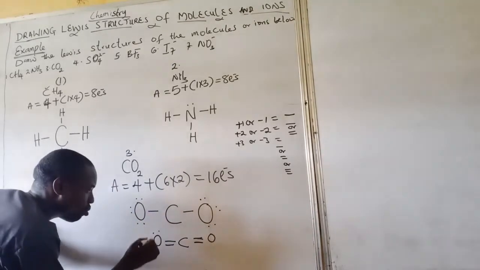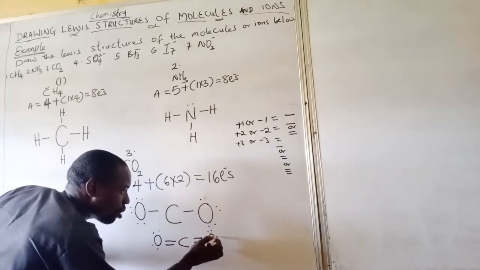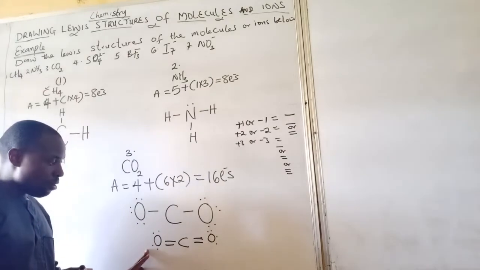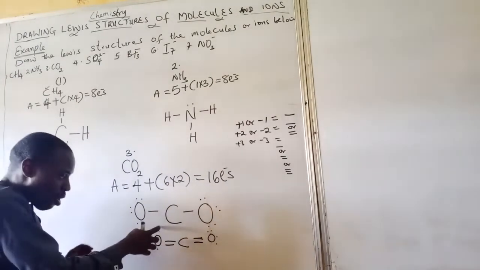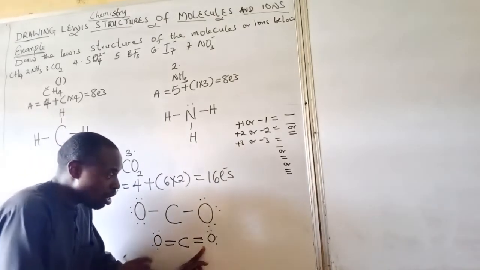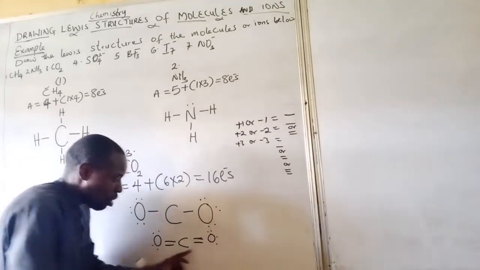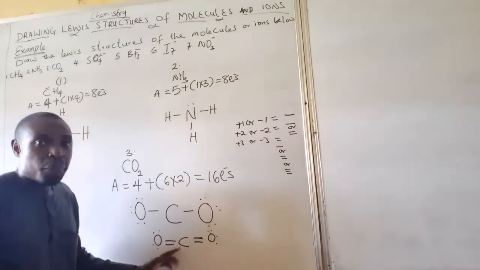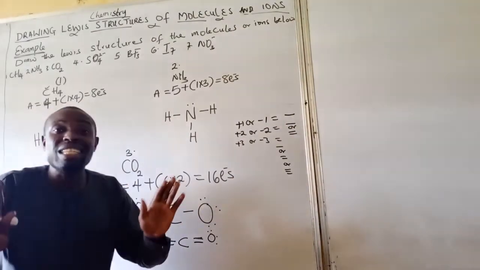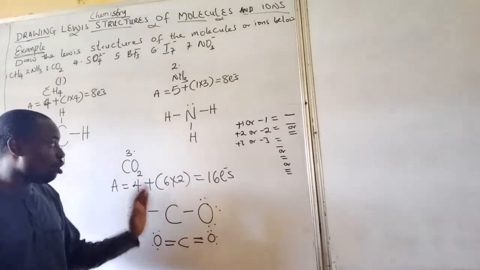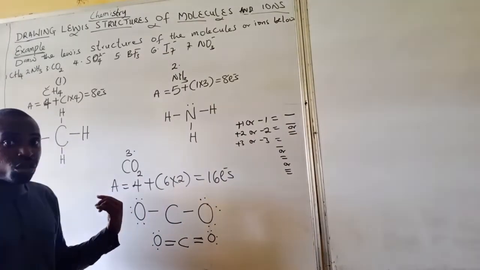So I'm now having 1, 2, 3, 4, and 1, 2, 3, 4. So check. 4 plus 4. Oxygen here is completing its octet form, and this other oxygen is also completing its octet form. This carbon here is now also completing its octet form, meaning we are balanced. So this one is now done. All right, move to the next question.